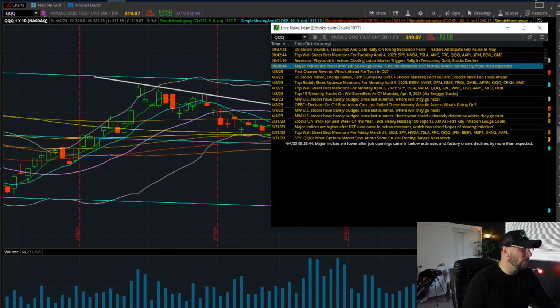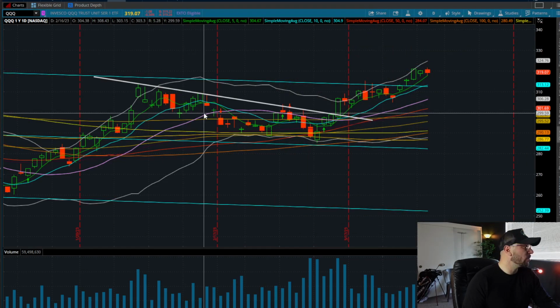If I look at what was going on here, major indices are moving lower after job openings came in below estimates and factory orders declined by more than expected. Anytime we get these kinds of numbers and reports, it can really sway the markets. The market starts to think that we're going to go into a deeper recession.